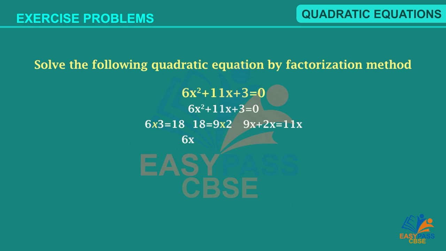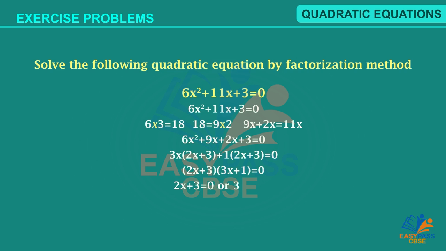So we have 6x squared plus 9x plus 2x plus 3 is equal to 0. Now, from 6x squared plus 9x, I can take 3x common, we get 2x plus 3. From the third and fourth term, take 1 common, we have 2x plus 3. Therefore, 2x plus 3 times 3x plus 1 is equal to 0. 2x plus 3 equal to 0, or 3x plus 1 equal to 0. If 2x plus 3 equal to 0, we get x is equal to minus 3 by 2. If 3x plus 1 equal to 0, we get x is equal to minus 1 by 3. Therefore, the roots are minus 3 by 2 and minus 1 by 3.